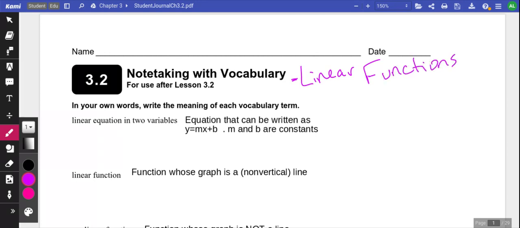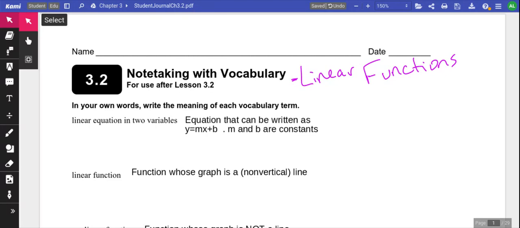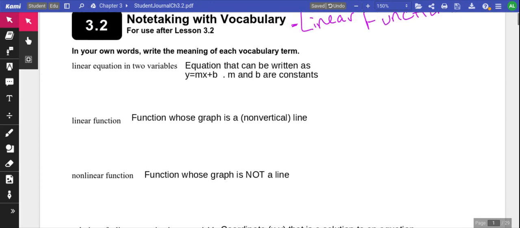Okay, so make sure that you've either watched the video or you remember what we talked about yesterday in 3.1. We were talking about functions in general. How can you tell if something is a function or not a function? Now we're getting a little bit more specific than even that. How can we tell if something is a linear function?